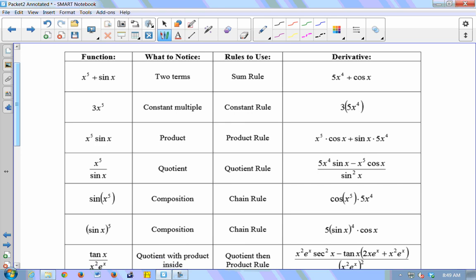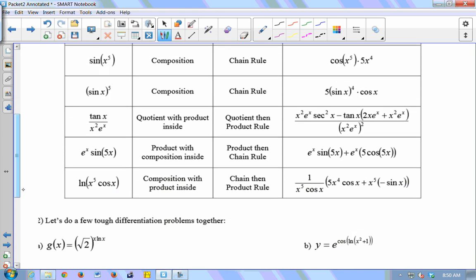X to the fifth times sine x is a product of two functions I know how to take the derivative of, that look exactly like the functions from the little chart we filled out. So I use the product rule. Here, x to the fifth over sine x is a quotient of two functions I know exactly the derivatives of, right? X to the fifth and sine x look exactly like functions that I have formulas for. So I use the quotient rule.